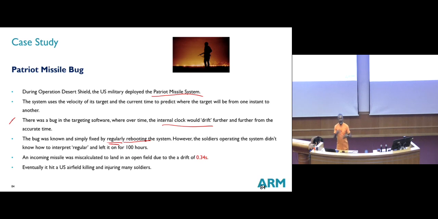This is always a problem. The way we engineers interpret things and the way the layman interprets things is very different. They never specified clearly what is regularly. Is it every hour, every 24 hours? No clear information. So the soldiers on the ground just left it on for more than 100 hours. The drift of 0.34 seconds was the difference between life and death. The calculation said it would land somewhere else, but it eventually landed on the airfield. As engineers, when we design things, it may not always be perfect, but we must know how to tackle it.